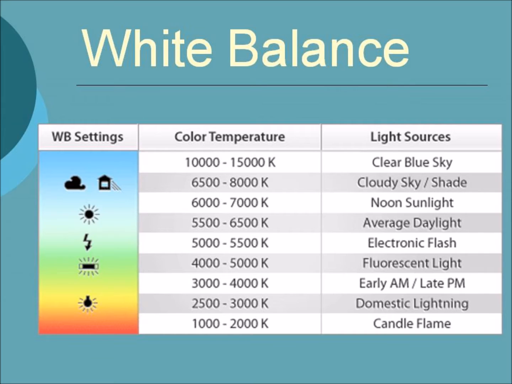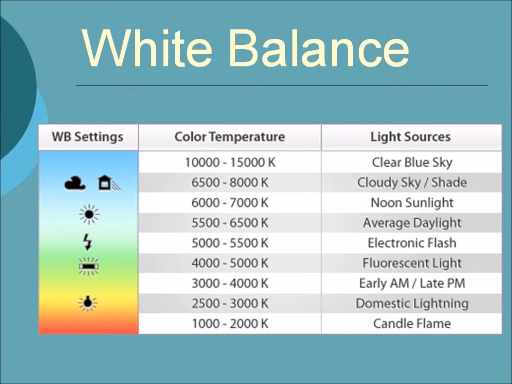The reason we need to set a white balance in our camera is because light comes in different color temperatures. You see on the little chart here, it's got a nice clear blue sky with its color temperature listed, and then it goes from there to noon sunlight, and electronic flash, to very warm light like candlelight.